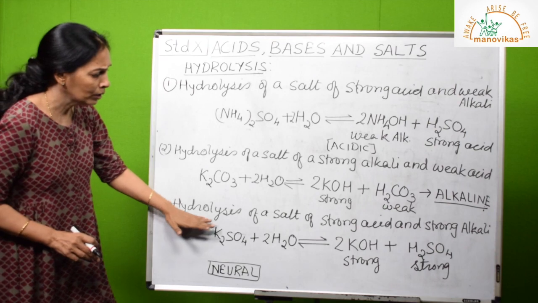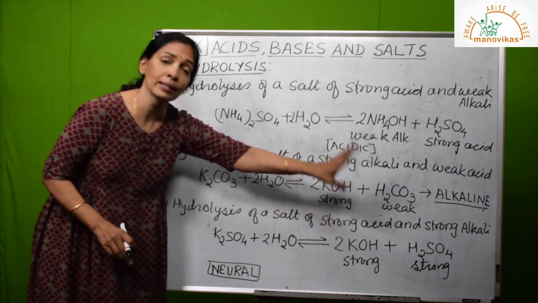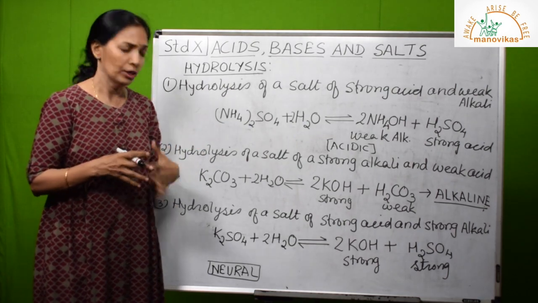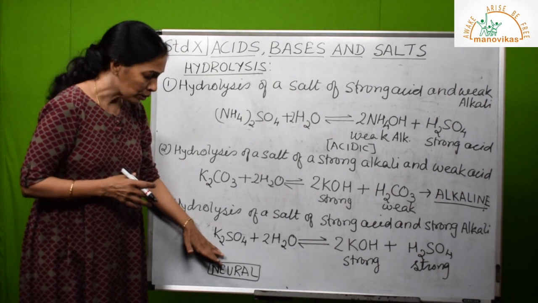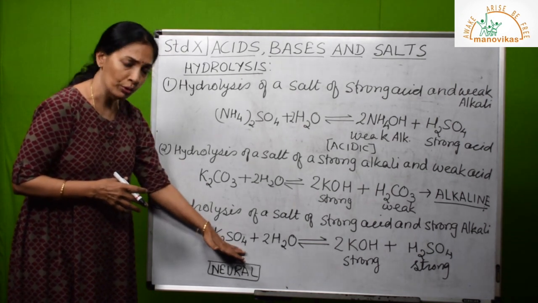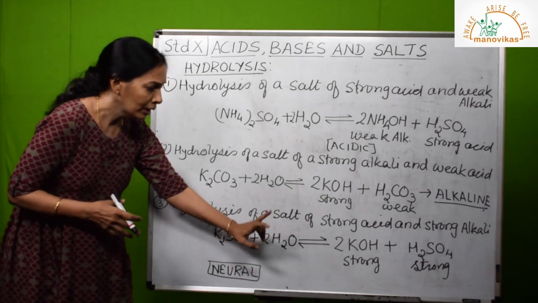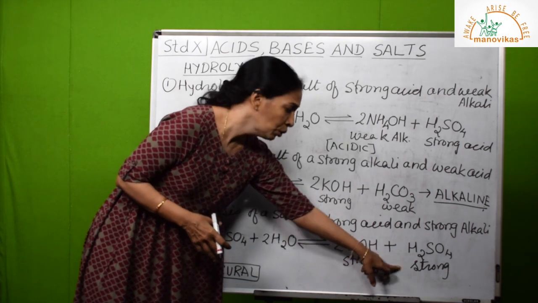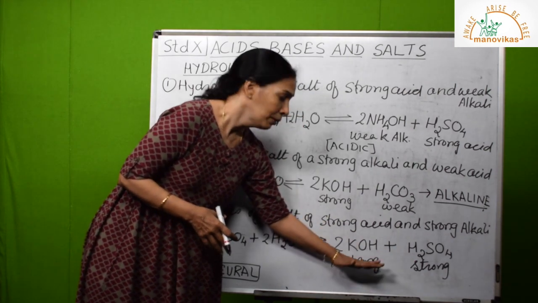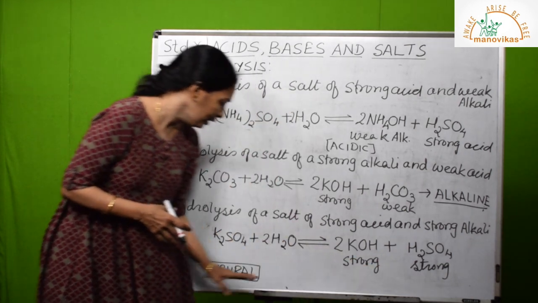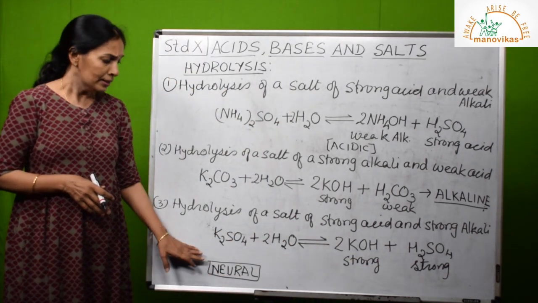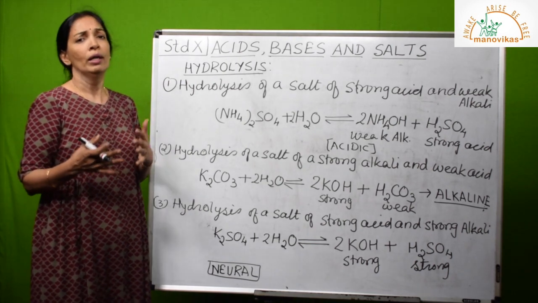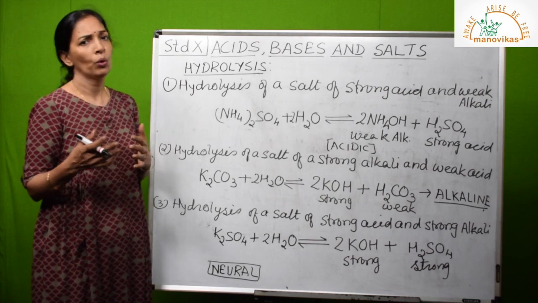The third one is hydrolysis of a salt of strong acid and strong alkali. If acid and alkali are both strong, they undergo neutralization and a salt forms. Let us suppose K2SO4, from KOH and H2SO4. When it is dissolved in water, it gives back KOH and H2SO4. Both are strong, so they will neutralize each other's power, and the resulting solution will be neutral in nature. Similarly, we can think about a salt of weak acid and weak alkali also, like sodium acetate, CH3COONa.